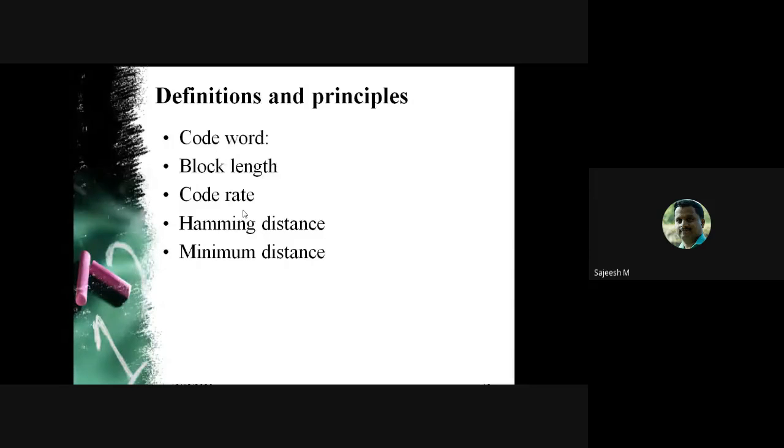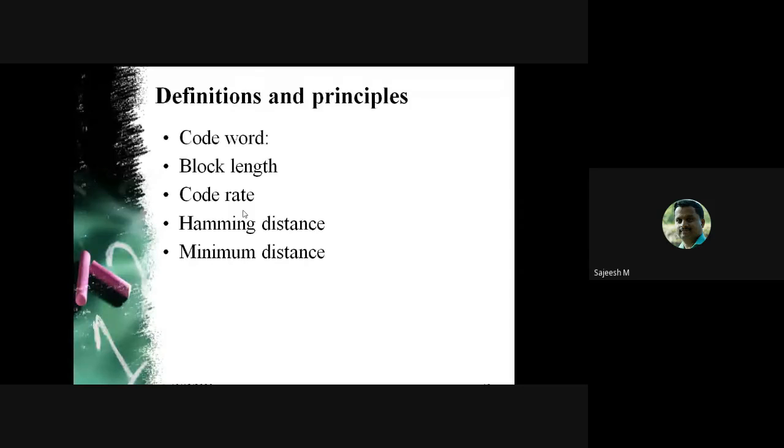Then the Hamming distance and minimum distance have some importance. By making use of the parameter minimum distance, we can predict how many errors can be detected and corrected. And the Hamming distance between two code words is equal to the number of elements in which they differ. That is, in how many bit positions they are different.